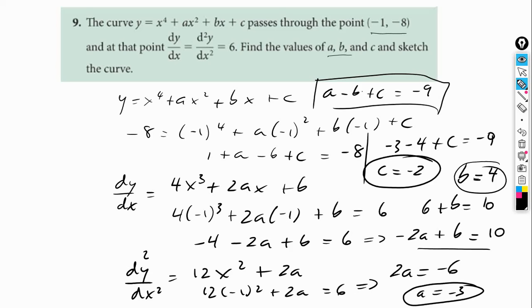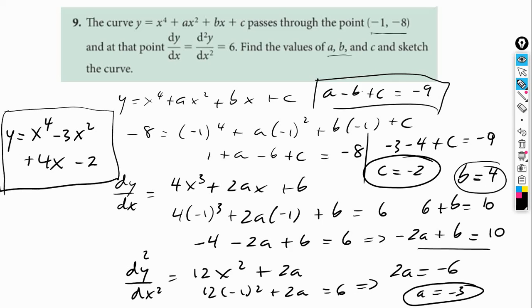Notice that then we can rewrite the equation as y equals -3x to the 4 minus 3x squared. And then b was +4, so plus 4x, plus c, which is -2, so -2. So this equation is the one that you would graph with the GDC.